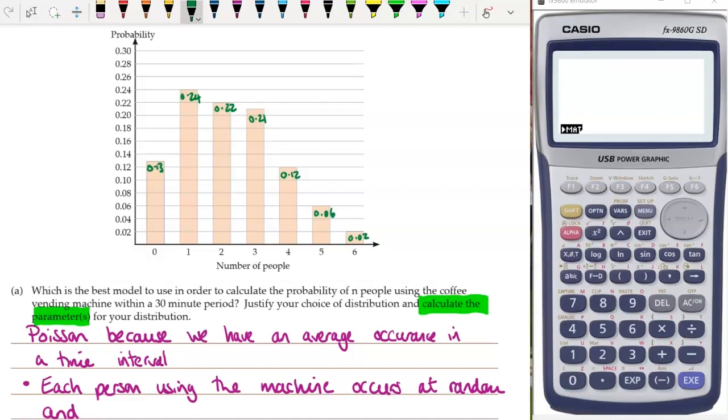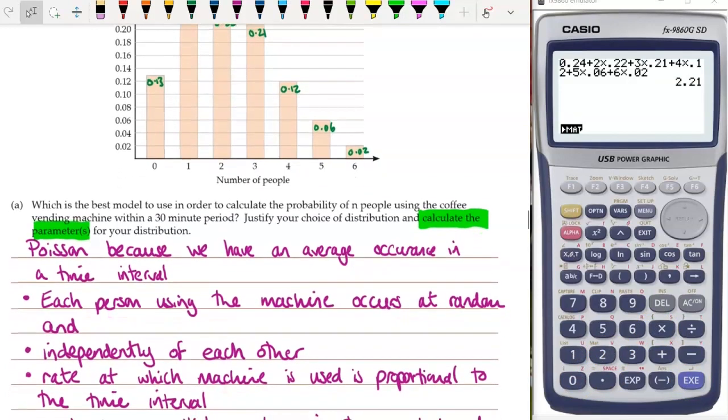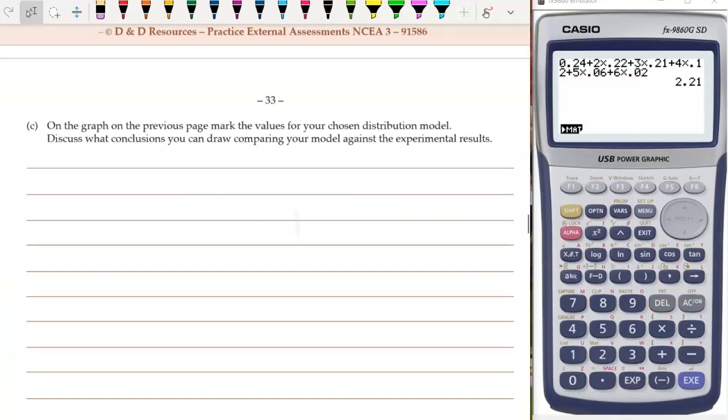I'm not going to bother putting in 0 times 0.13, it'll just be 0, but I will do 1 times 0.24. Then we're going to add 2 times 0.22, 3 times 0.21, 4 times 0.12, 5 times 0.06, 6 times 0.02, comes to 2.21. So lambda will equal 2.21. Okay, now let's carry on.